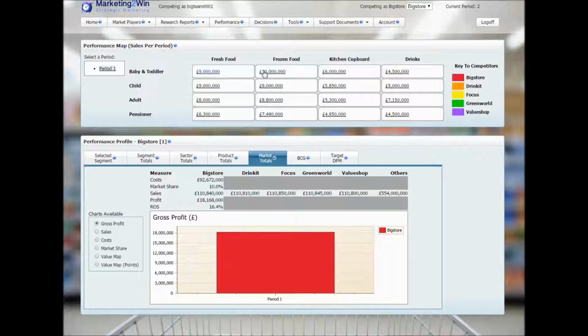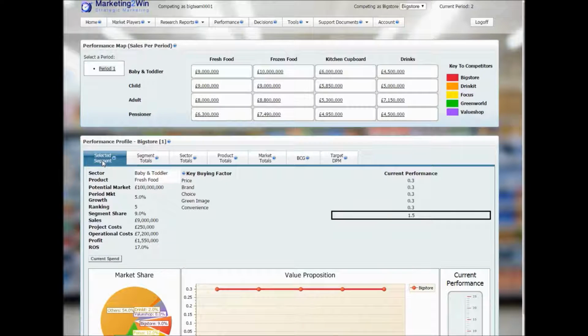And you can click on any of these different segments to find out more about it. At the moment we're in that top left-hand baby food segment. If you wanted to look at the data from another segment, you just click on whichever segment you're interested in. So in this particular segment, you can see it here, the baby and toddler fresh food segment. Although we've sold £9 million worth of baby food in the past 6 months, actually it's a £100 million opportunity. It's a £100 million market.